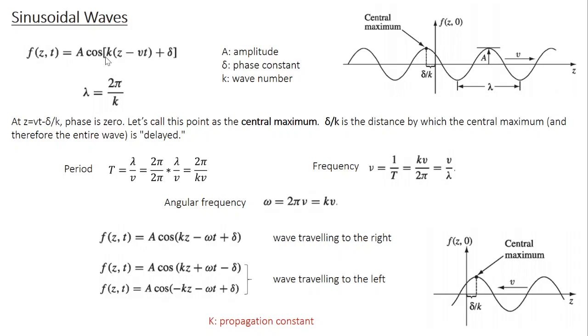As I said, sinusoidal function means sine or cosine. So in this place, you can also write it as sine(kz minus vt plus delta), because the phase difference between sine and cosine is just pi by 2. So in this expression, if I put delta as pi by 2, you get a corresponding sine function. So it doesn't matter, these are interchangeable. This is the form of a sinusoidal wave.